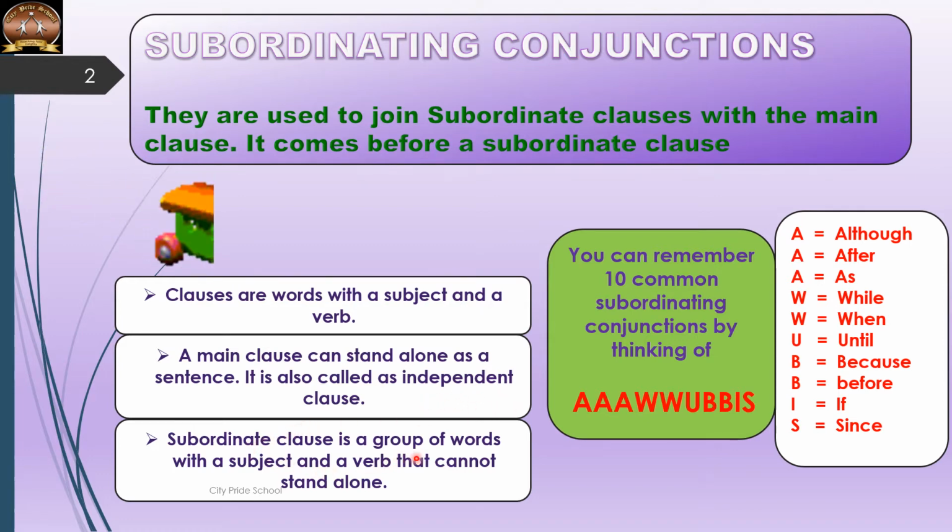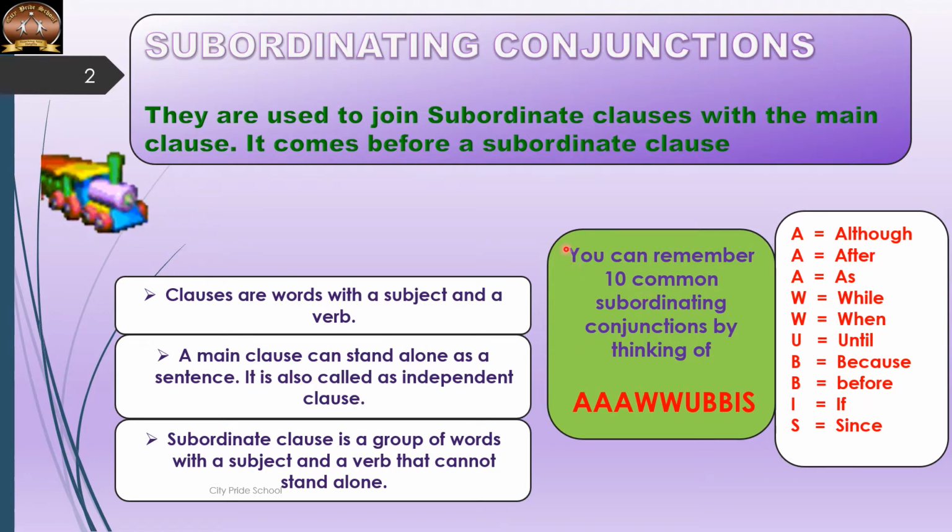Whereas a subordinate clause is a group of words with a subject and a finite verb that cannot stand alone. That means a subordinate clause needs the help of a main clause to complete its meaning. And how will we join a subordinate clause to the main clause? With the help of a subordinating conjunction.